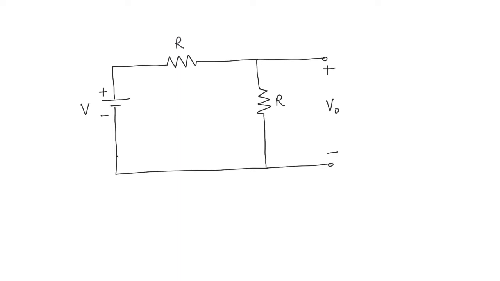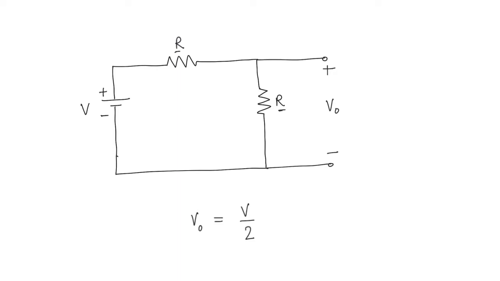So in that case, what will be the output voltage in terms of the input voltage? I'll leave you to work it out, but I'll just give you the answer. V output is going to be V over 2. The reason why it is V over 2 and there is no term depending on R is because both these resistors are equal. So this circuit is able to divide the voltage by a factor of 2.